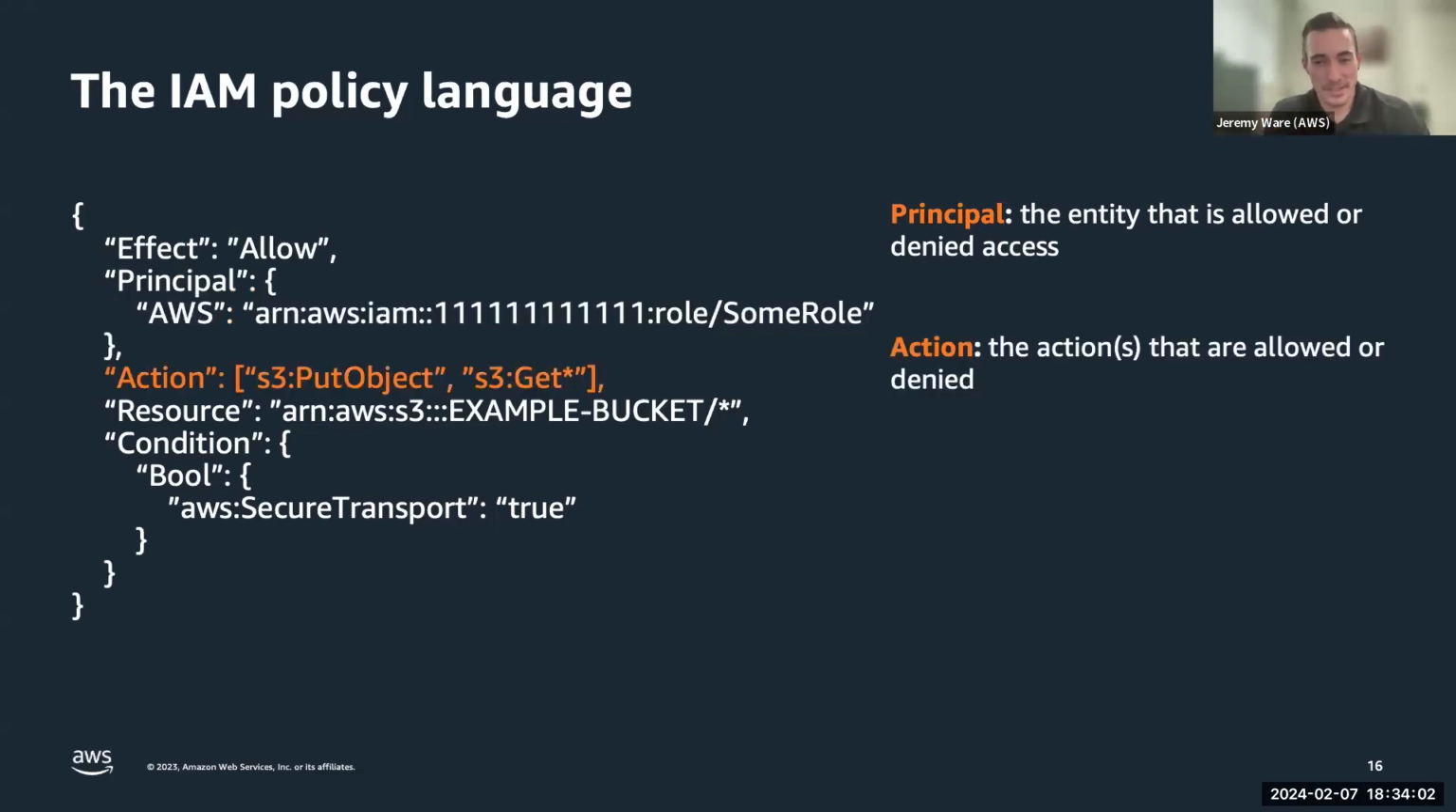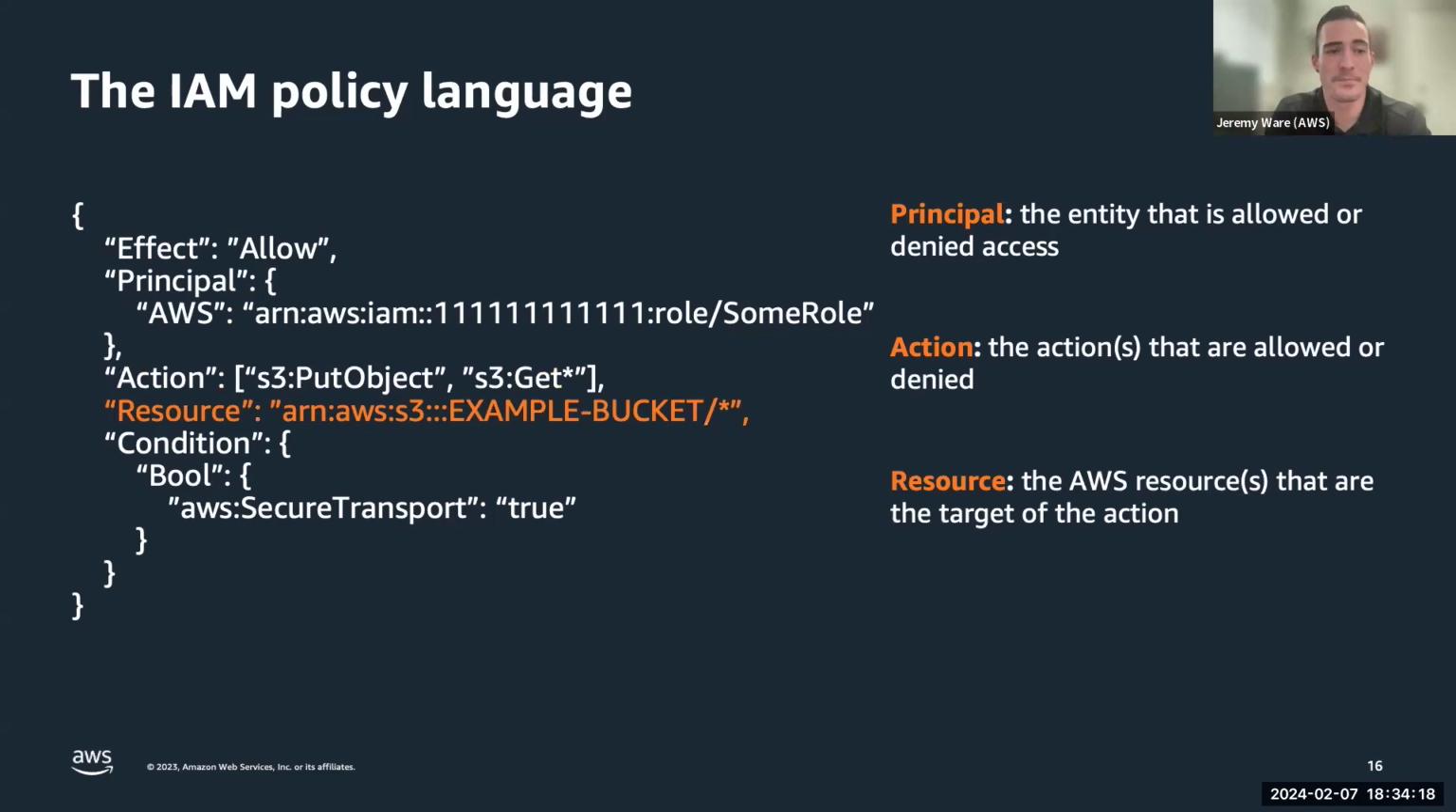The next element is going to be the action, right? And this one's pretty straightforward. This is the action that you're going to allow or deny, right? So S3 put object, S3 get star. This could be EC2 run instance, right? Any type of action that we want to grant or deny based on this policy statement. Next, we're going to have the resource, and this is the target of the action. So in this case, we have an effect allow for some role to either S3 put object or get any object, as long as the object is within example bucket.